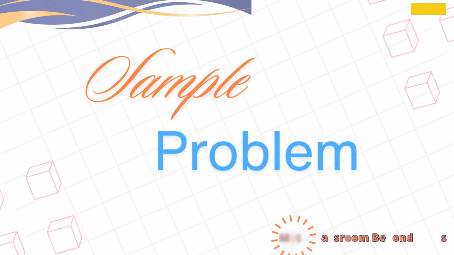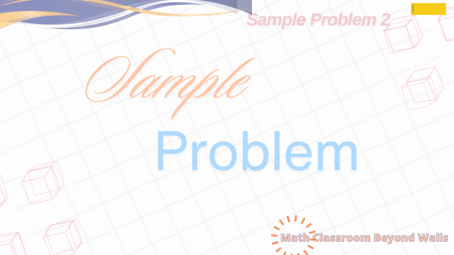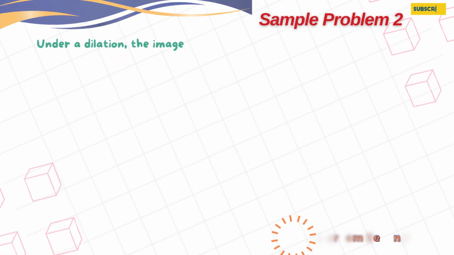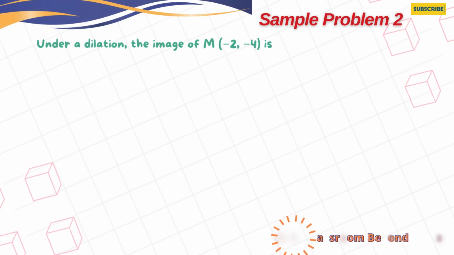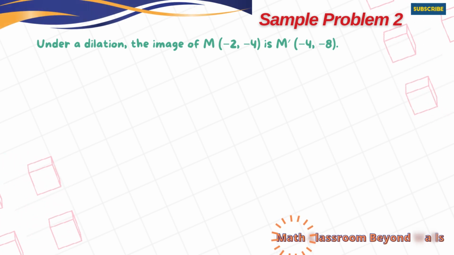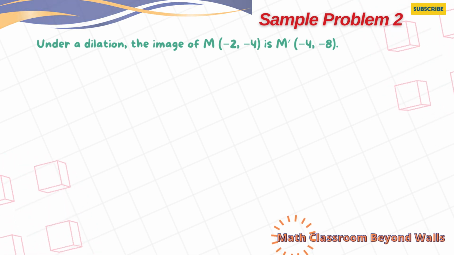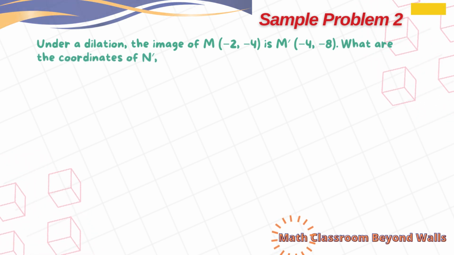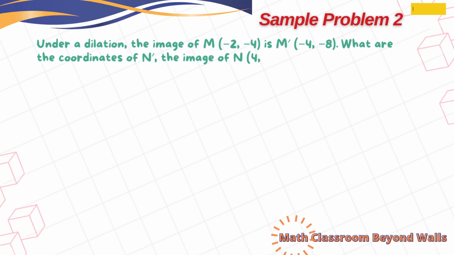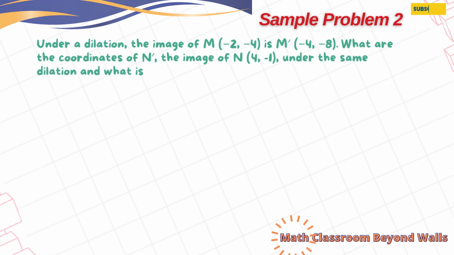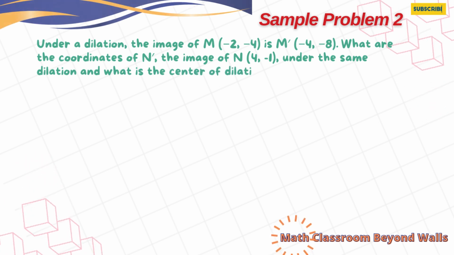Let us do sample problem 2. Here is the problem. Under a dilation, the image of M having the coordinates of -2, -4 is M prime with coordinates -4, -8. What are the coordinates of N prime, the image of N having the coordinates of 4, -1 under the same dilation, and what is the center of dilation?